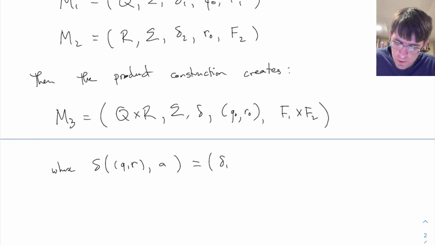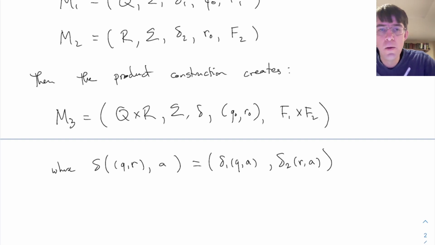Delta 1 of Q and A, comma, delta 2 of R and A. That says to do the delta of a pair, you just do the original first delta on the first thing and the second delta on the second thing, and combine them together in a pair. This is the description of the delta, all right?